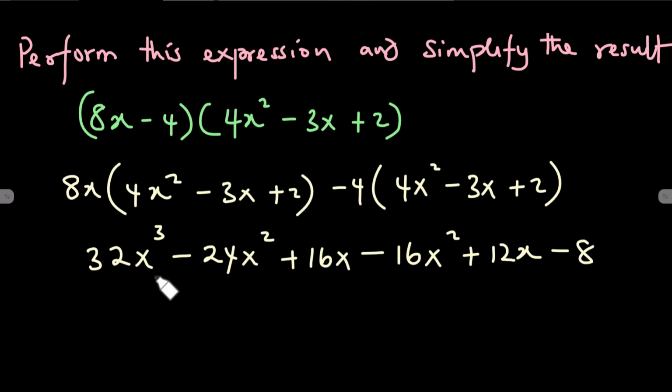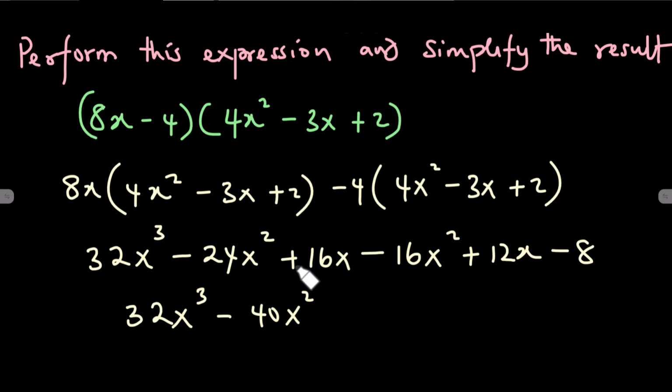So I can write this down first, which is 32x cubed. And of course, if you look here, you have minus 24x squared minus 16x squared. Okay, so I'm going to work that out. Minus 24x squared minus 16x squared, that will be minus 40x squared.